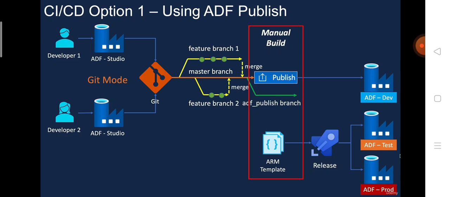The publish button offered two things related to build. It first validated the data factory resources, and then it generated the ARM template and stored that in the publish branch. Wouldn't it be nice if we could automate this and validate the data factory resources as well as create the ARM templates as soon as the pull request has been completed?